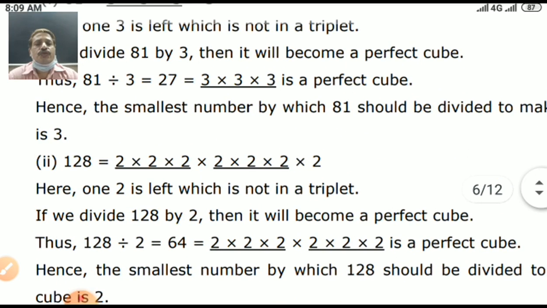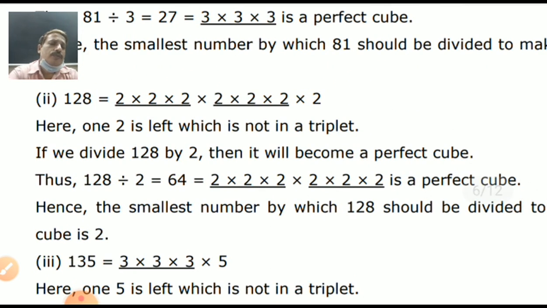Look at the next question, 128. Here also you have 1, 2 extra. So divide it by 2. Yes, 128 divided by 2 gives me 64. And 64 is a perfect cube. 1's cube is 1, 2's cube is 8, 3's cube is 27, 4's cube is 64. Yes, 5's cube is 125. Correct. So in this way you should remember 1 to 20 squares and cubes.